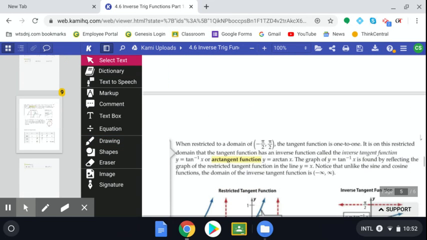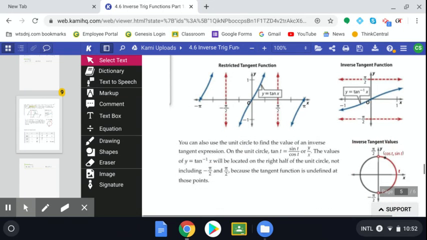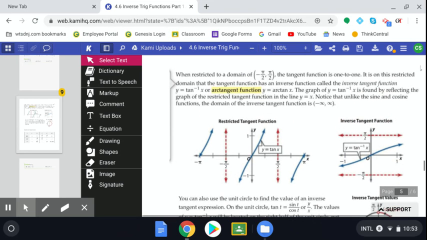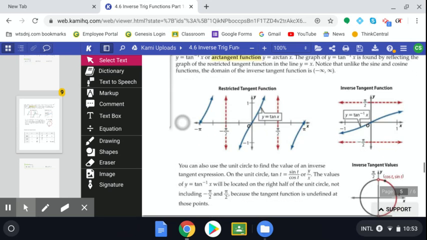Moving on. This is the third and last portion for today. So now they're asking us to find the inverse tangent function, or arctangent. You have to restrict the domain of the tangent function to -pi over 2, pi over 2.